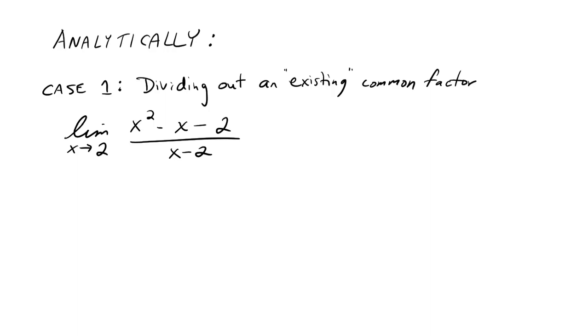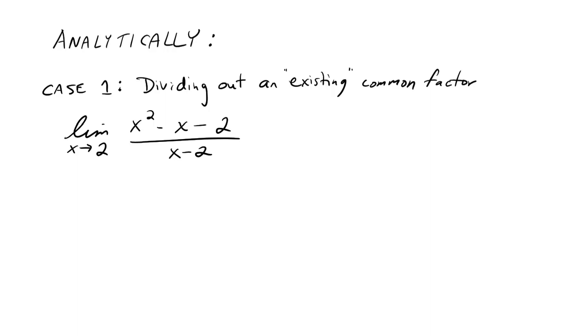So here's how this would work. Basically the idea is that we can take a bunch of different cases, and whenever we see it developing into that type of case, we know what's going to happen and what we should do. So the first case is dividing out what I'm calling an existing common factor. You'll see what I mean. So if I wanted to do the limit as x approaches 2 of x squared minus x minus 2 over x minus 2, a good first approach, again, is to just plug in the point of interest.